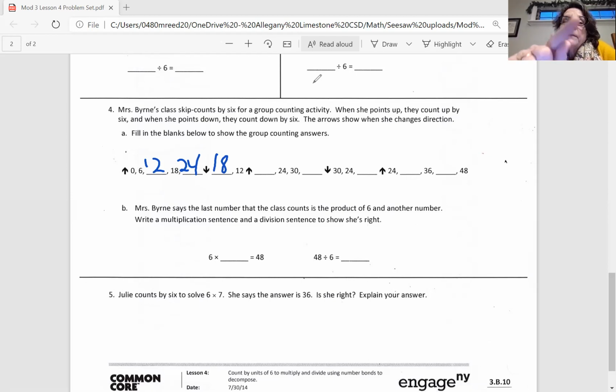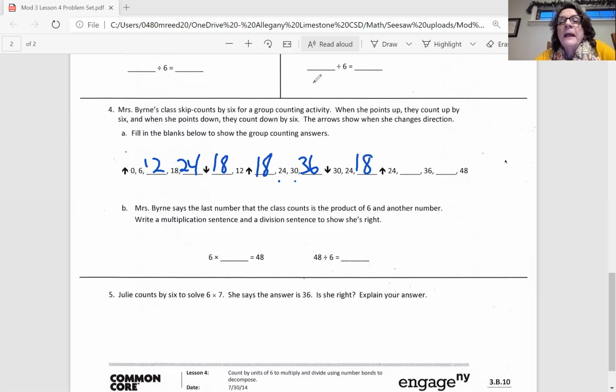Now we're going back up. So 12 plus 6 is 18. 18 plus 6 is 24. So 6, 12, 18, 24, 30. 36 is the next number. Now we're going back down. So it's 30, 24. 24, take away 6. What will your answer be? If you said 18, you're correct.